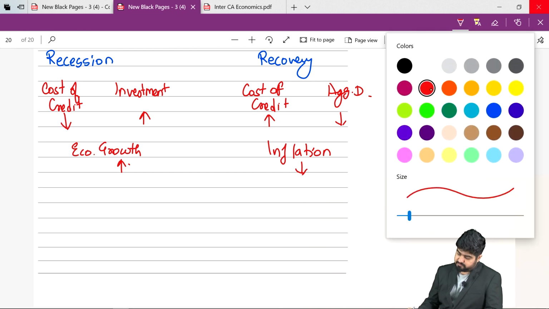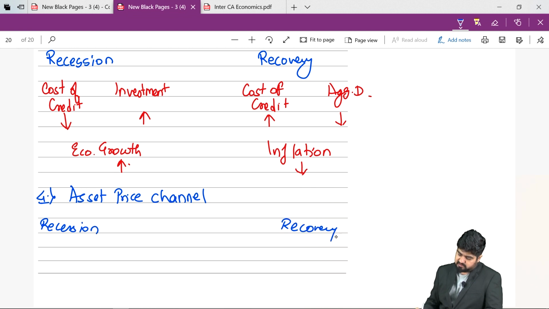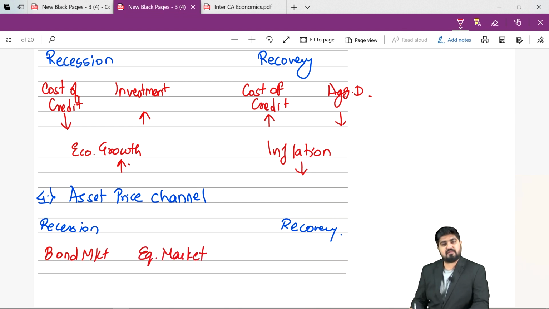Fourth one, it is asset price channel. What is asset price channel? It is trading between two things, trade off between two things actually, equity market and bond market or money market. So there are two aspects again. First one will be recession, other one is recovery. Now, two markets, let's say, one is bond market, the other one is equity market. Now, equity market, real estate market, one and the same.